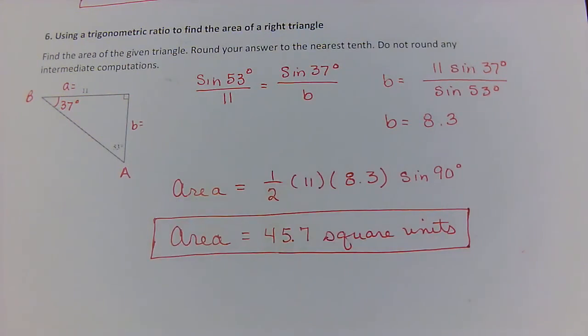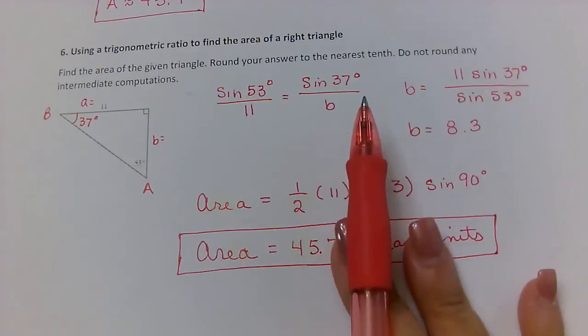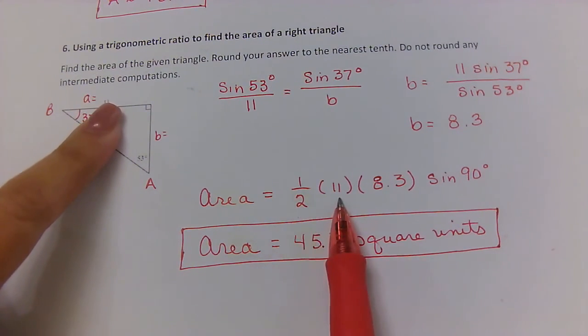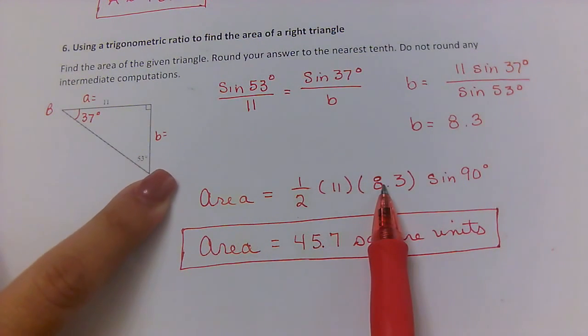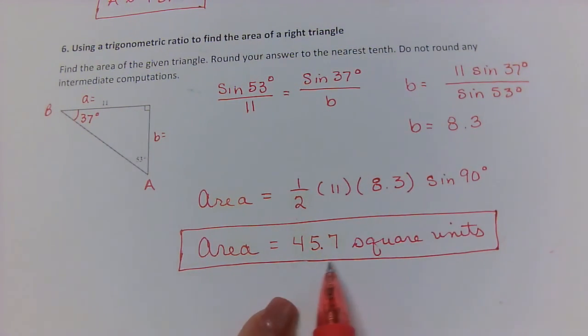Use the area formula from your reference sheet, which is right here, and plug in your numbers, okay? I did 1/2 of 11 times this side, which is 8.3, times sine of 90. Plug it in, and you get 45.7 square units.